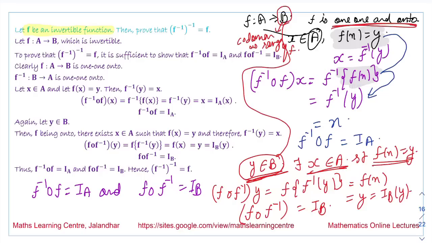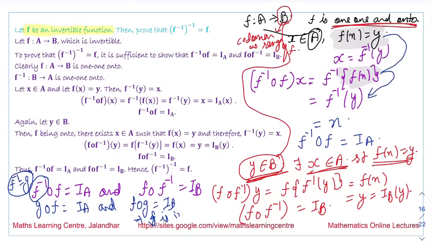Suppose in place of f inverse I am writing G. So G o f is equal to I A, and f o g is equal to I B. So this means that f is the inverse of G. What is G? G we have considered as f inverse. So it means f is the inverse of f inverse, and this is what we have to prove, that f inverse of inverse is equal to f.